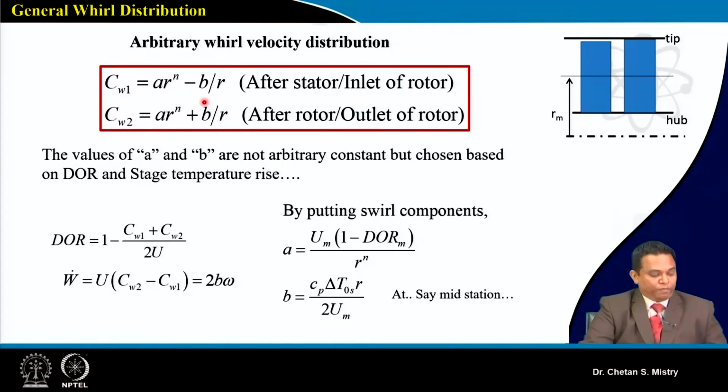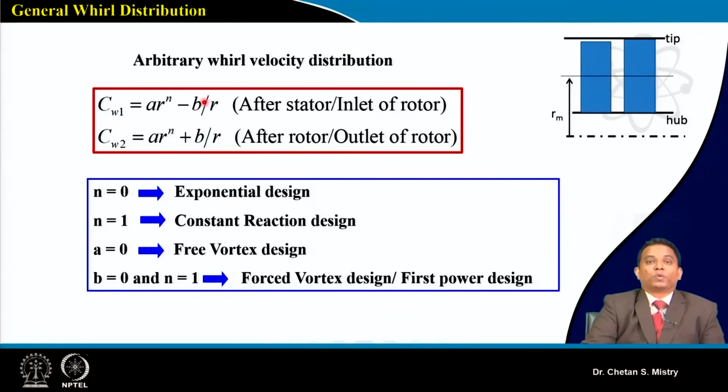Now what all we were discussing is my exponent n equal to 0, n equal to 1, constant A equal to 0, and constant B equal to 0 with n equal to 1 configuration. That will give us some idea for future designs.